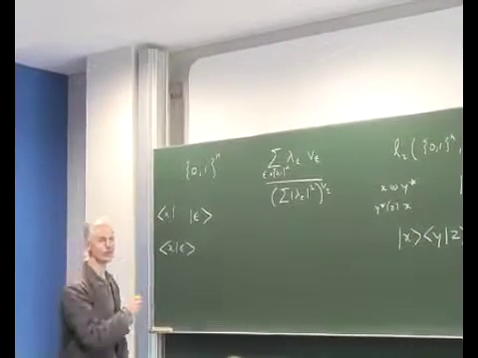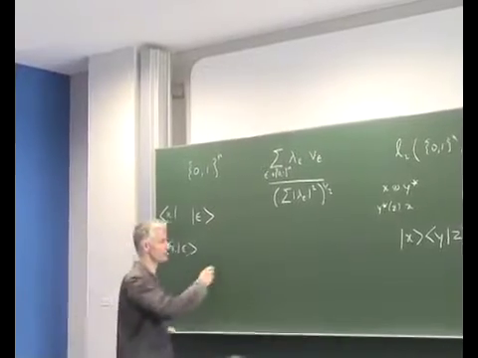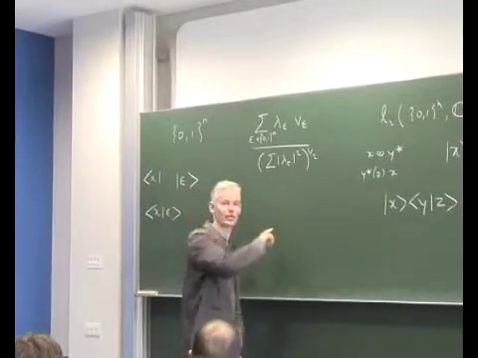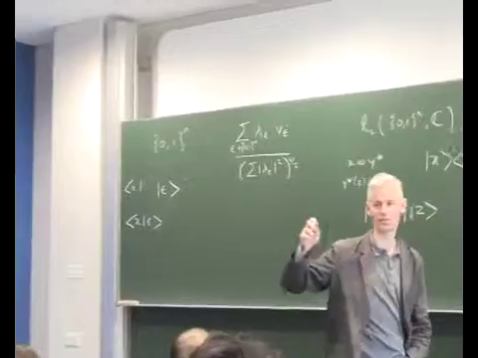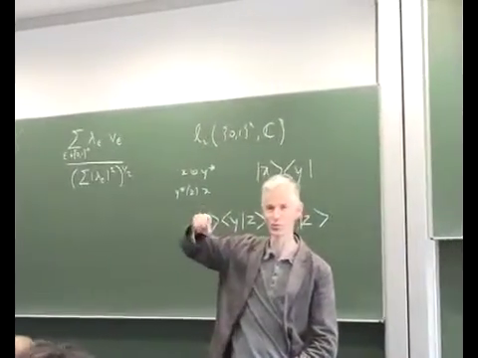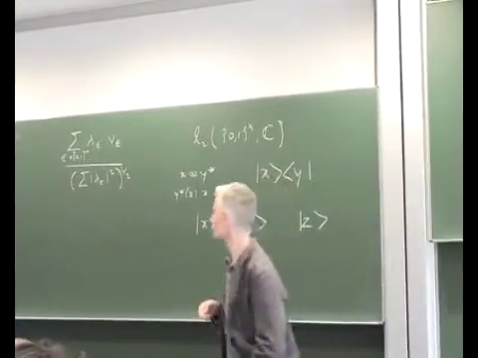So, we had bits before: n bits, each bit could be 0 or 1. And now we're going to have things called qubits.